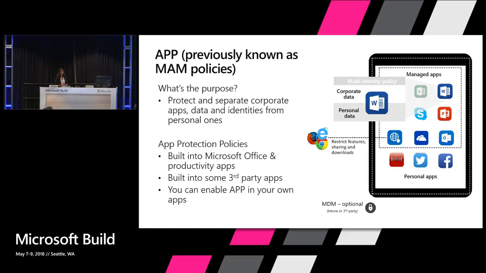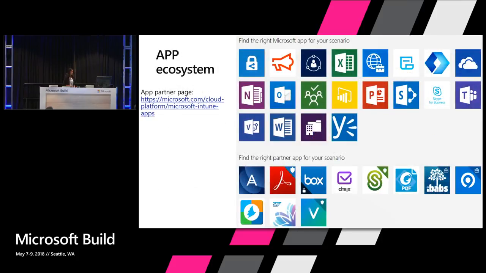As I mentioned before, app protection policies are built into Microsoft Office and productivity apps. They're built into some third-party apps. I can go into a quick slide about what apps we currently have available, and we have more third parties interested in becoming a part of the ecosystem. And you can also enable APP in your own apps, which is what we're going to talk about today as well. So this is just a quick overview of the app ecosystem. So at the top we have our Microsoft apps.